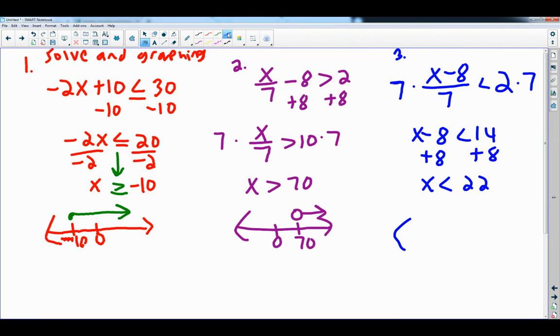Okay, so I have my number line here. We got 0, we got 22, and I just wanted to get a less than symbol in there so you can see open circle going to the left. All right, so remember, for number 2, you start with adding 8. For number 3, you start with multiplying by 7. You start with the numbers furthest away from x.